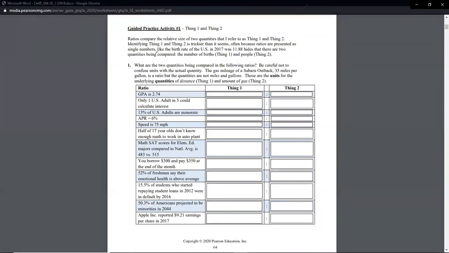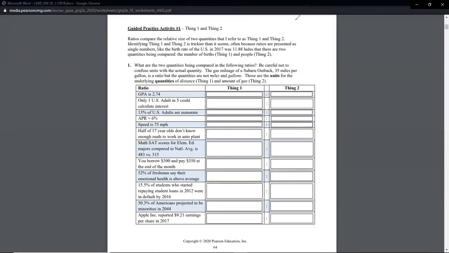Ratios compare the relative size of two quantities that I refer to as thing one and thing two. When I say that, I mean them, this worksheet. So apples and oranges, thing one, thing two. Apples, thing one, oranges, thing two. Identifying thing one and thing two is trickier than it seems often, because ratios are presented as single numbers like the birth rate in the US. We talked about the number of births versus people. Number of births would be thing one, the people would be thing two.